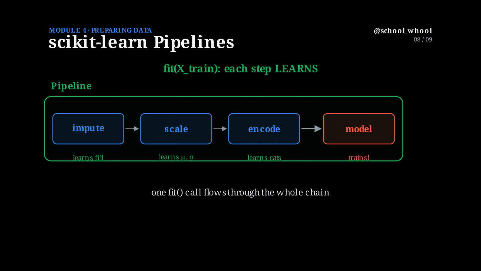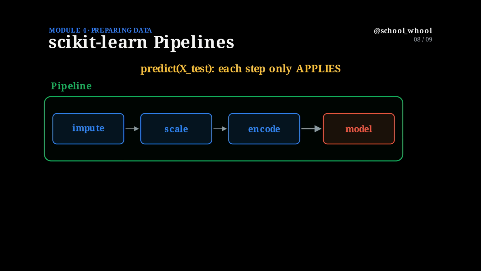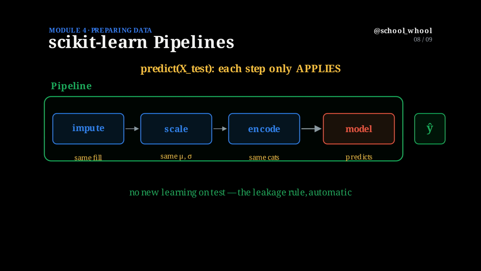Then you call predict on the test data. This time the transforms don't learn anything new. They simply apply the numbers they already learned from training. The same fill, the same mean, the same categories, then the model makes its prediction. Fit learns, predict only applies. Exactly the discipline from last lesson, enforced automatically.